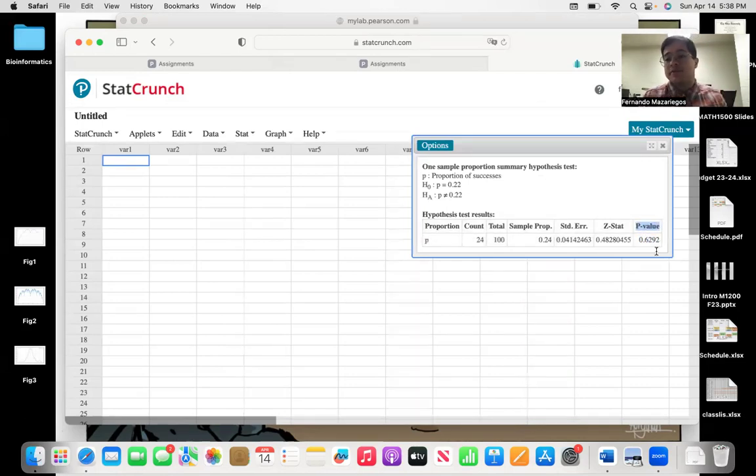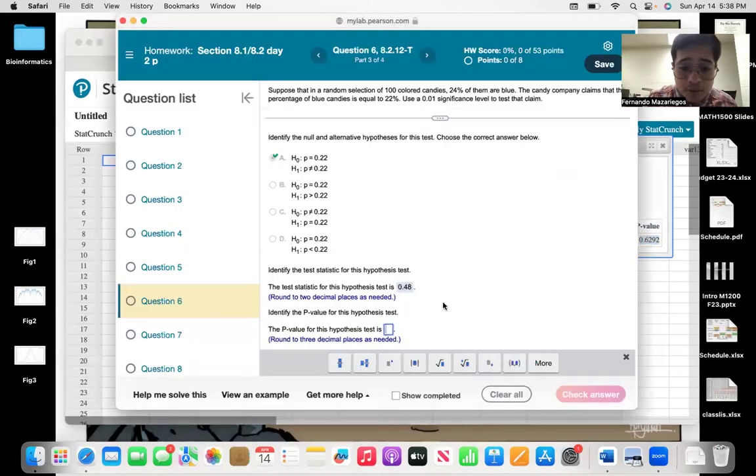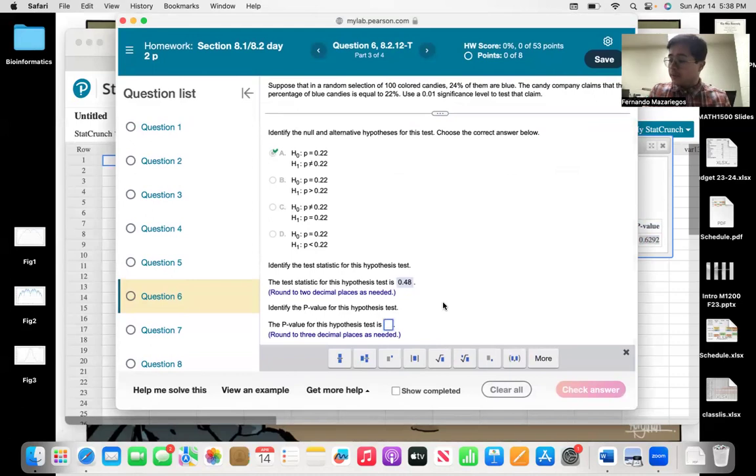Step number 6 is finding the p-value. So that is 0.6292. That is the question we had here. The p-value for the hypothesis testing is 0.6292.